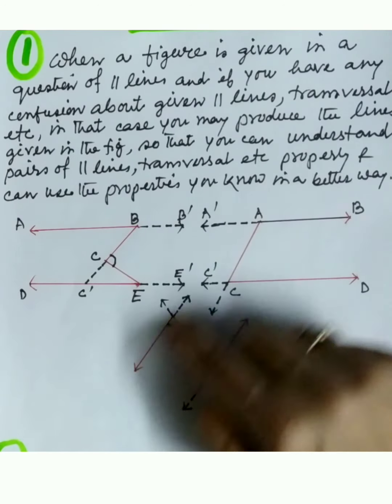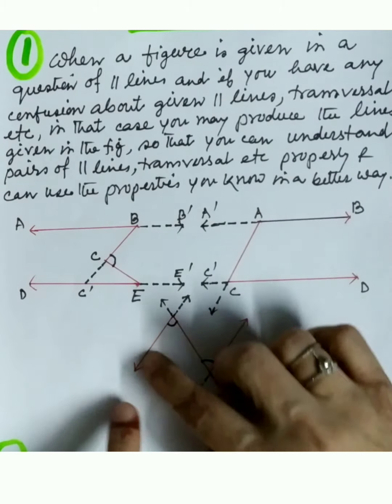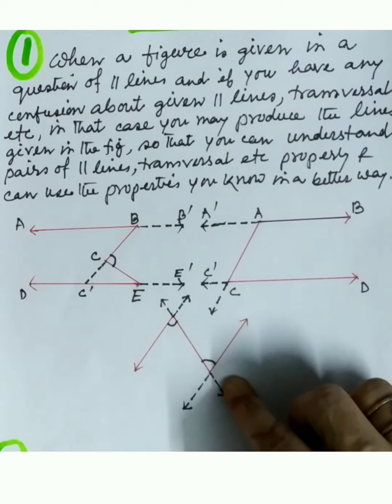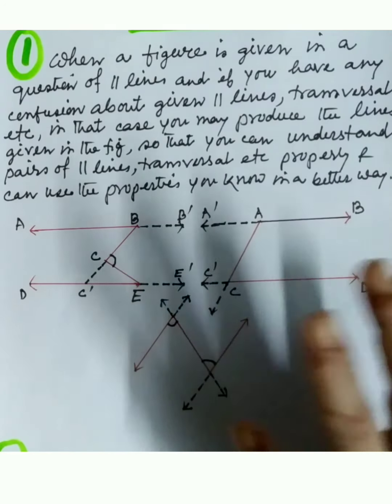And you see this was like a Z, and after I extended this, how does it look? These two are parallel lines, this is a transversal. Of course, in the question it is given this line is parallel to that line and this is a transversal.